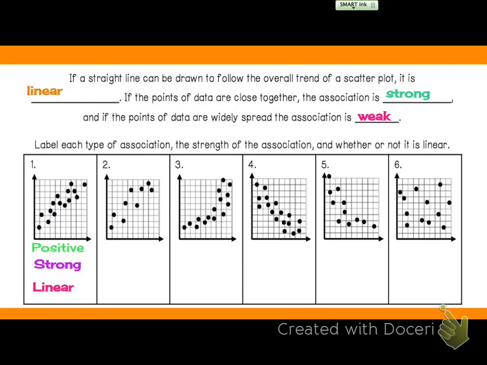As long as you can draw a line through the center of the data that makes a straight line, it would be linear.